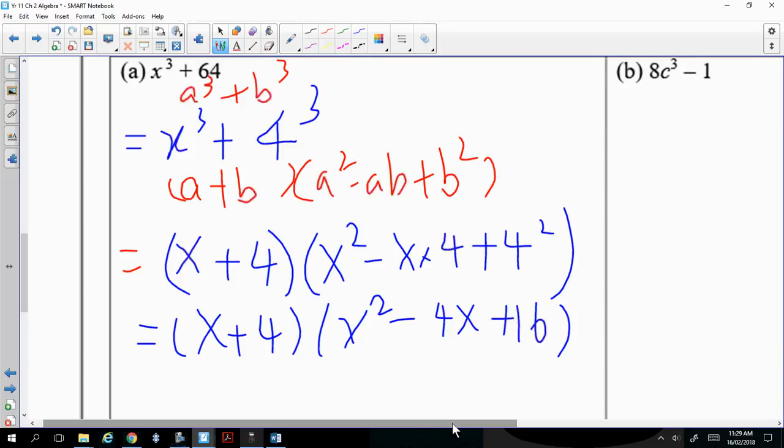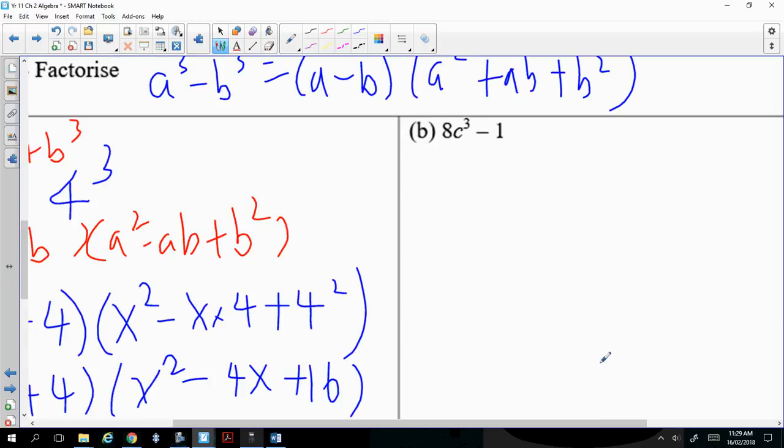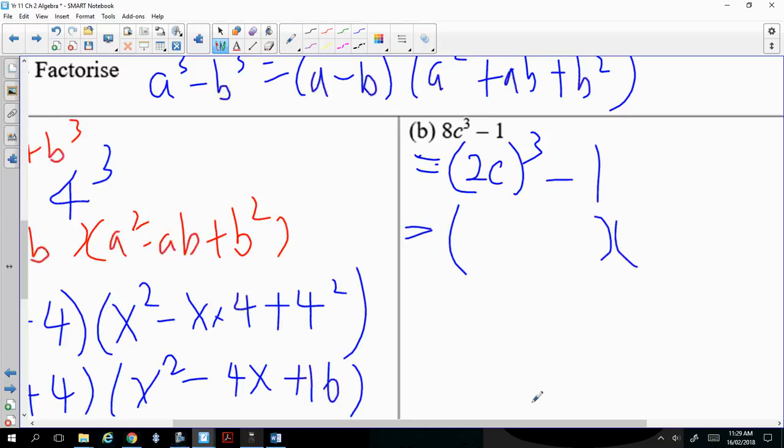You've got 8c cubed minus 1. Now remember, write the 8 as (2c) all cubed, because when you cube the 2, you get 8, isn't it? Minus 1. And then you have to do the factorization. So you go 2c minus 1.